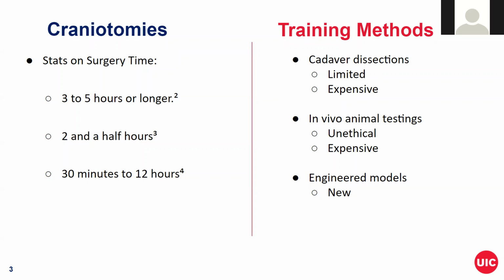tumor removal surgeries. Other training methods include cadaver dissections, which are extremely expensive, in vivo animal testings, which are treated as unethical, and engineered models, which are fairly new.